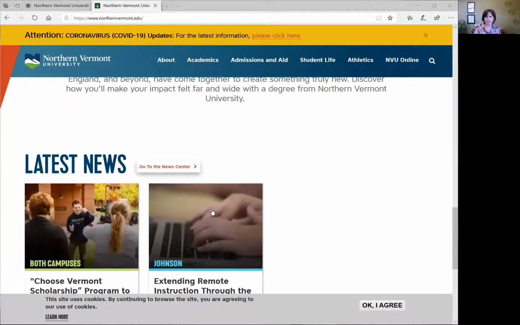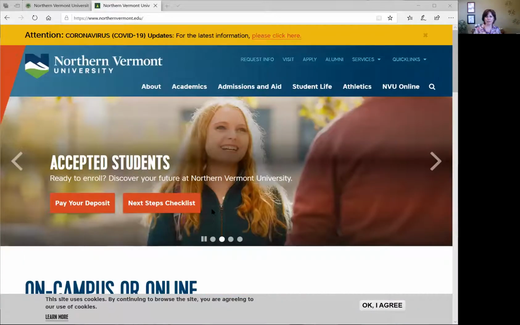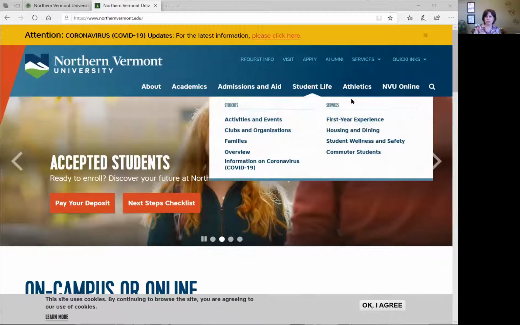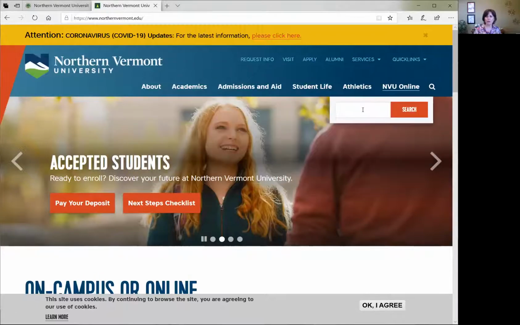But here's what's important. Let's see, what am I looking for? The net price calculator and some other tools. So where is their search engine? I'm going to type in net price calculator.